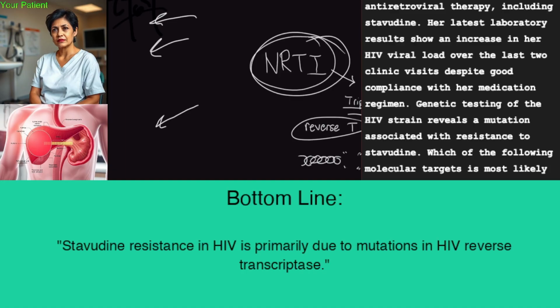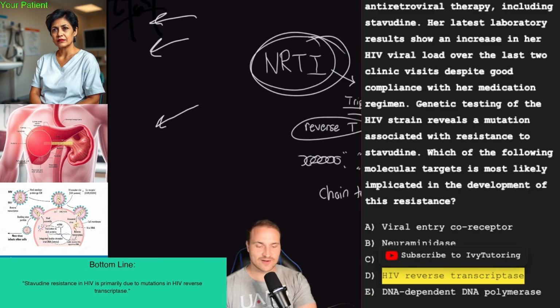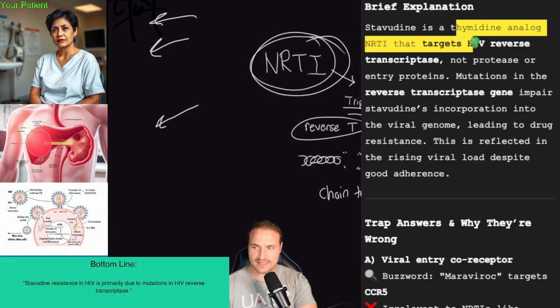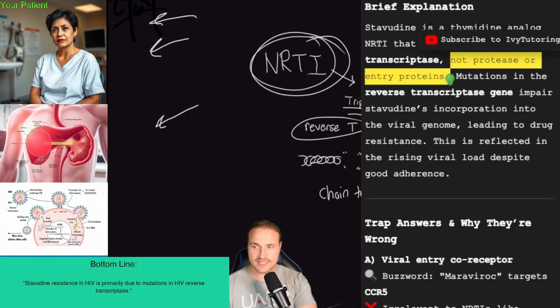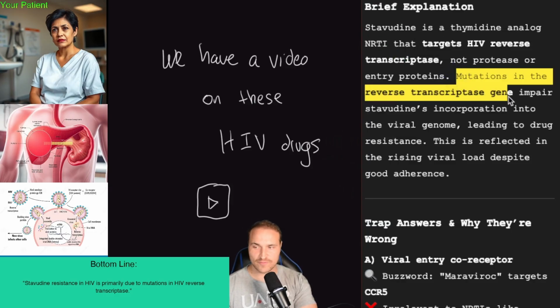And the bottom line is stavudine resistance in HIV is primarily due to mutations in HIV reverse transcriptase. You know this because you recognize that this is an NRTI. You know it's a thymidine analog that targets HIV reverse transcriptase. You distinguished it from other HIV drugs, and you probably knew that because you watched our video on NRTIs. And because of that, you selected reverse transcriptase gene.